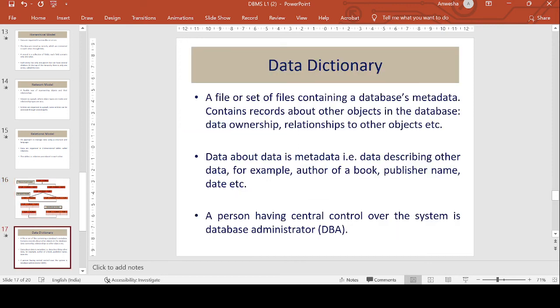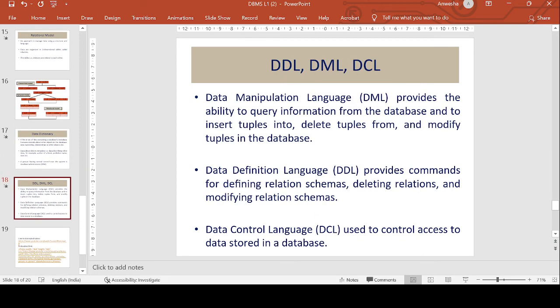Okay. Now what is a data dictionary? A file or a set of files containing a database's metadata. What is metadata? Data about data. For example, author of a book, publisher name, date, etc. are the information or data about the book. So this is actually metadata. A data dictionary contains records about other objects in the database, such as data ownership, relationships to other objects, etc. A person who has the central control over the system is the database administrator.